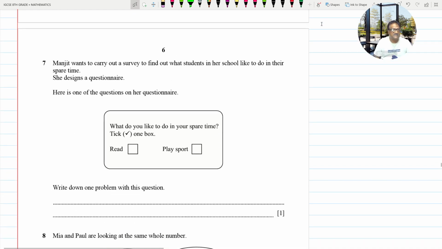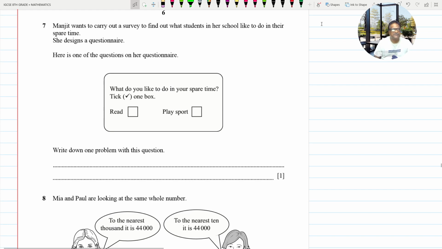Coming to question number 7. Manjeet wants to carry out a survey to find out what students in her school like to do in their spare time. She designs a questionnaire like this. The question is, what do you like to do in the spare time? Tick mark one box only.